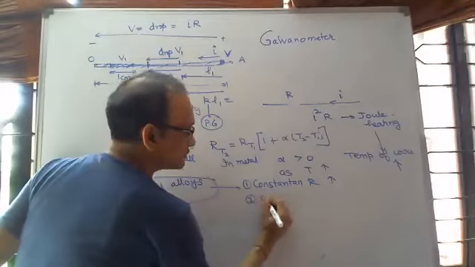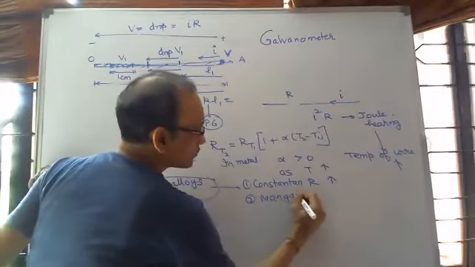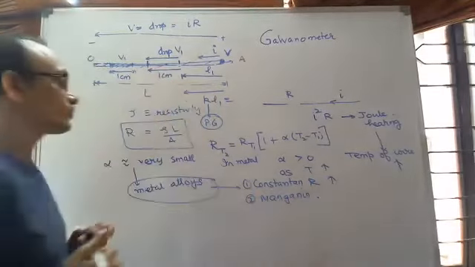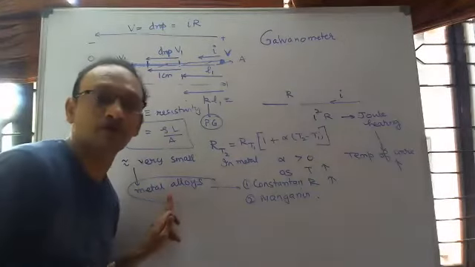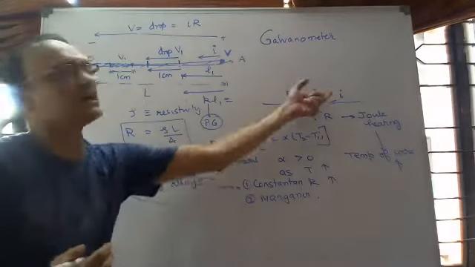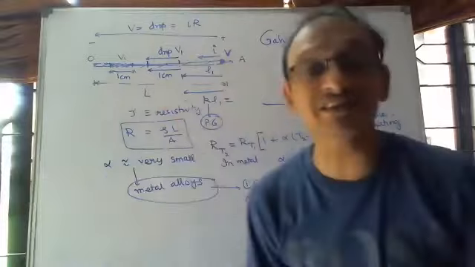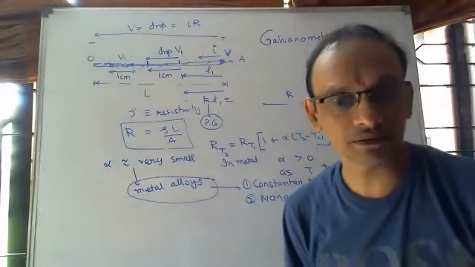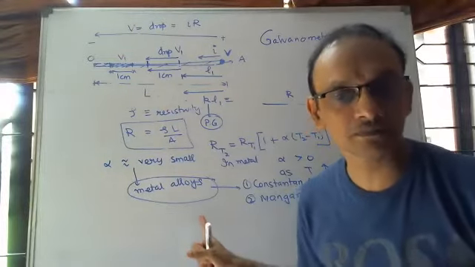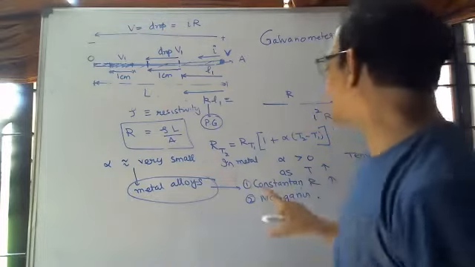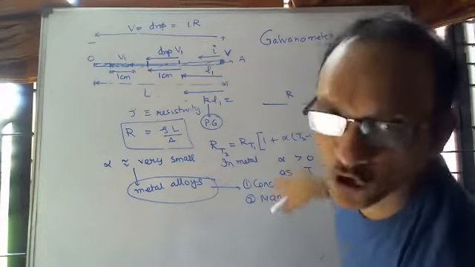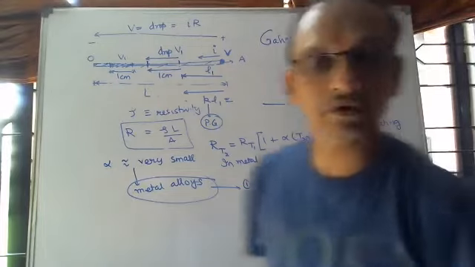The other is manganese, because they have small values of alpha. Therefore, if the temperature rises, change in resistance is negligible for metallic alloys, which are generally used in real life. Constantan and manganese. ठीक है?